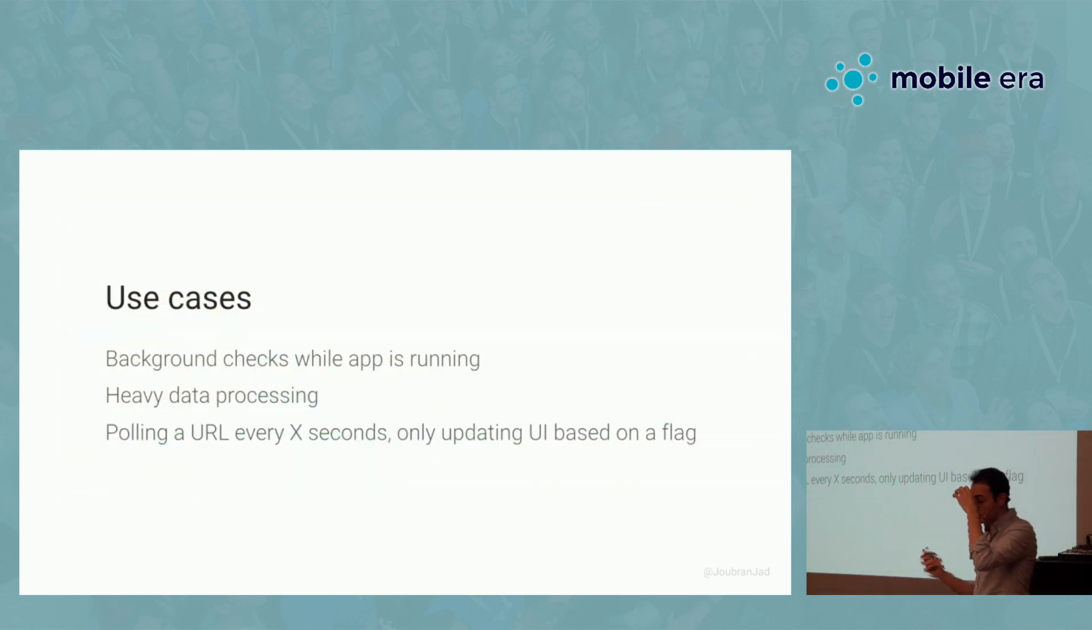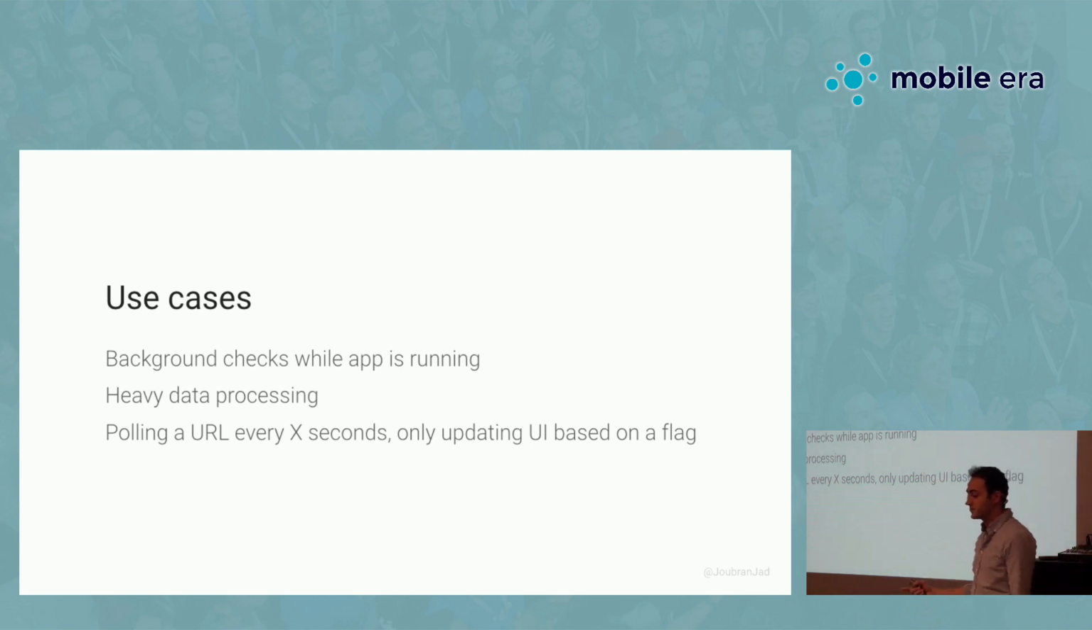And I'm going to show you a couple of use cases. Let's say you have a background check when your app is running. So every 10 seconds you do a certain background check. This is something that can be offloaded off the main thread. Another example, you have heavy data processing. For some reason you have to fetch a file of 5 megabytes of JSON and you have to do some calculation on it. Don't do it on the main thread.